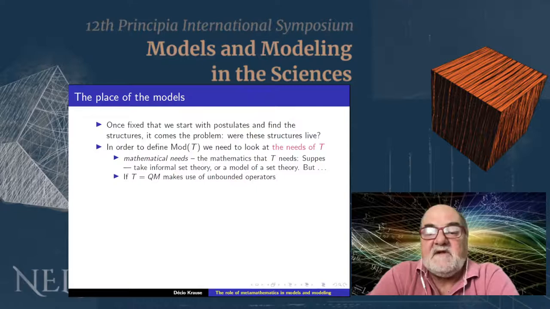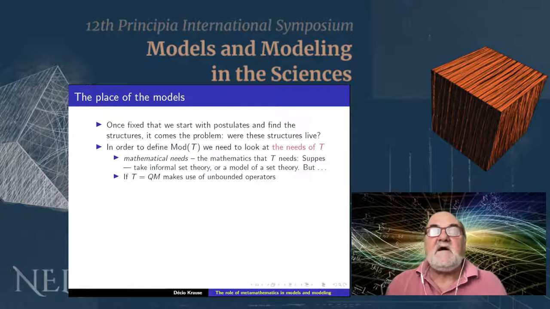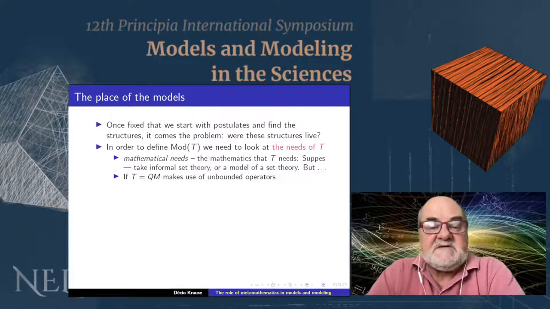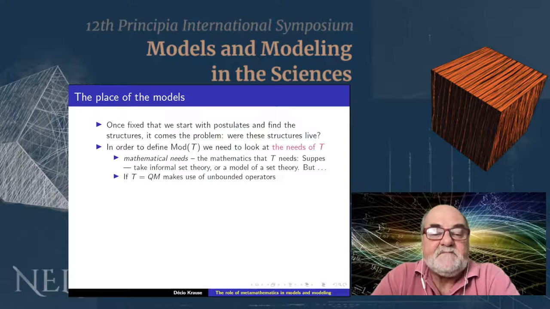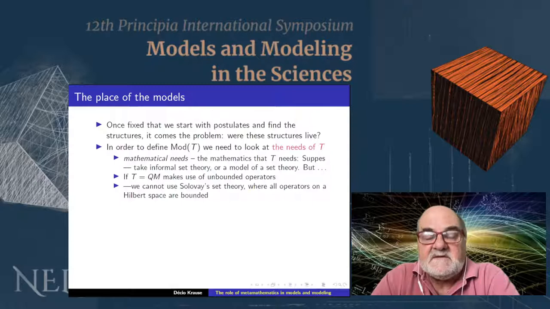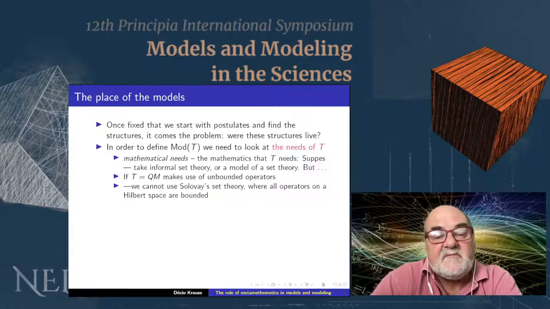Take an informal set theory or a naive set theory, which despite being inconsistent, provides practically all the mathematics we need, but it does not specify a particular theory. But take, for instance, T as orthodox quantum mechanics. Orthodox quantum mechanics makes use of unbounded operators. Then if we use unbounded operators, of course, we cannot use, as the metamathematics, Solovay's set theory. Why? Because in Solovay's set theory, all operators on a Hilbert space are bounded. That is, it's disputable if you could develop quantum mechanics in a metamathematics like Solovay's.